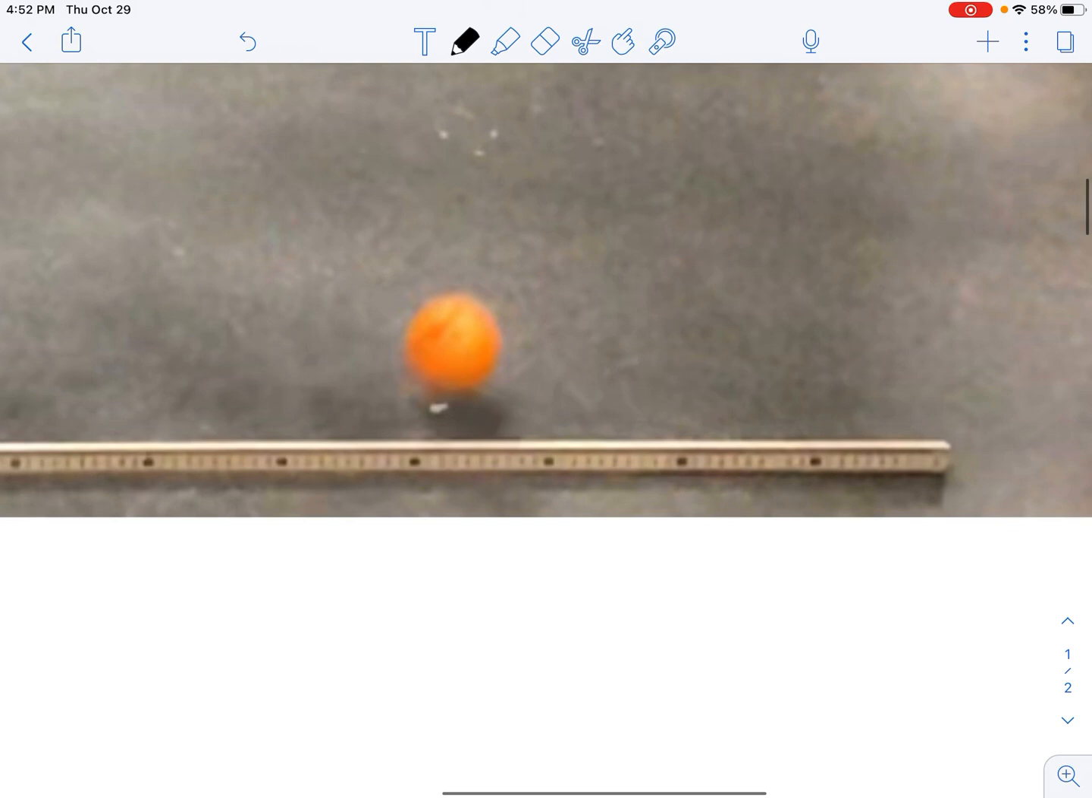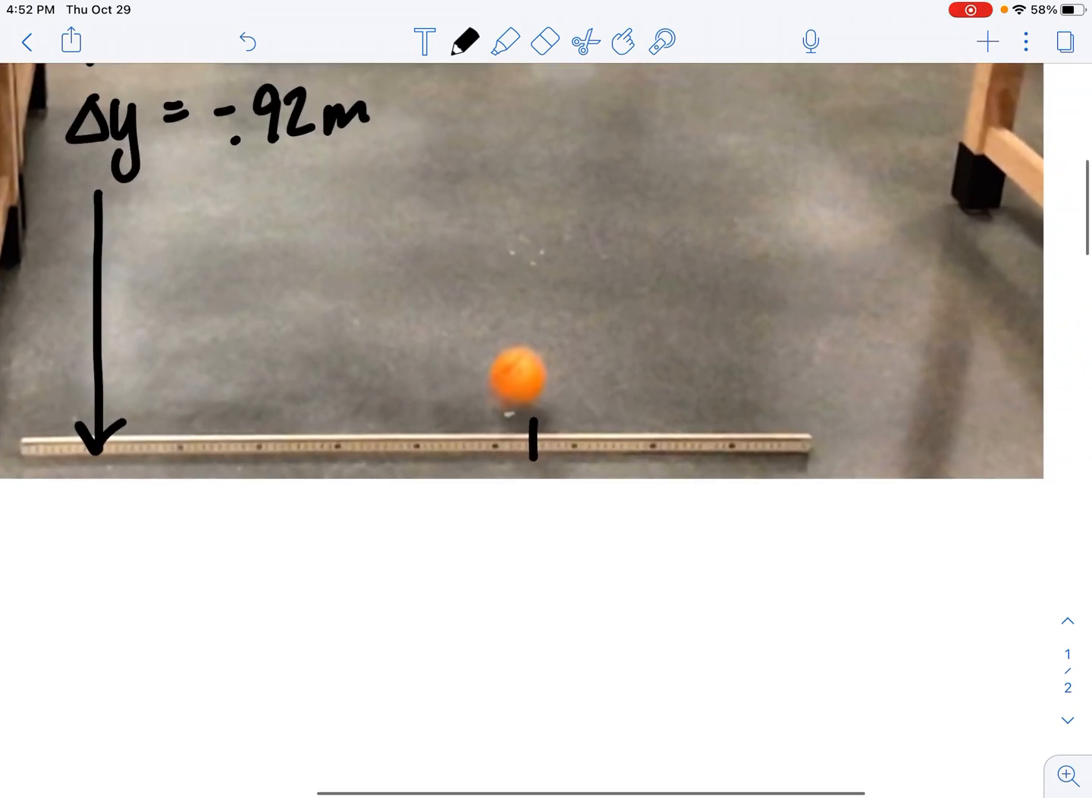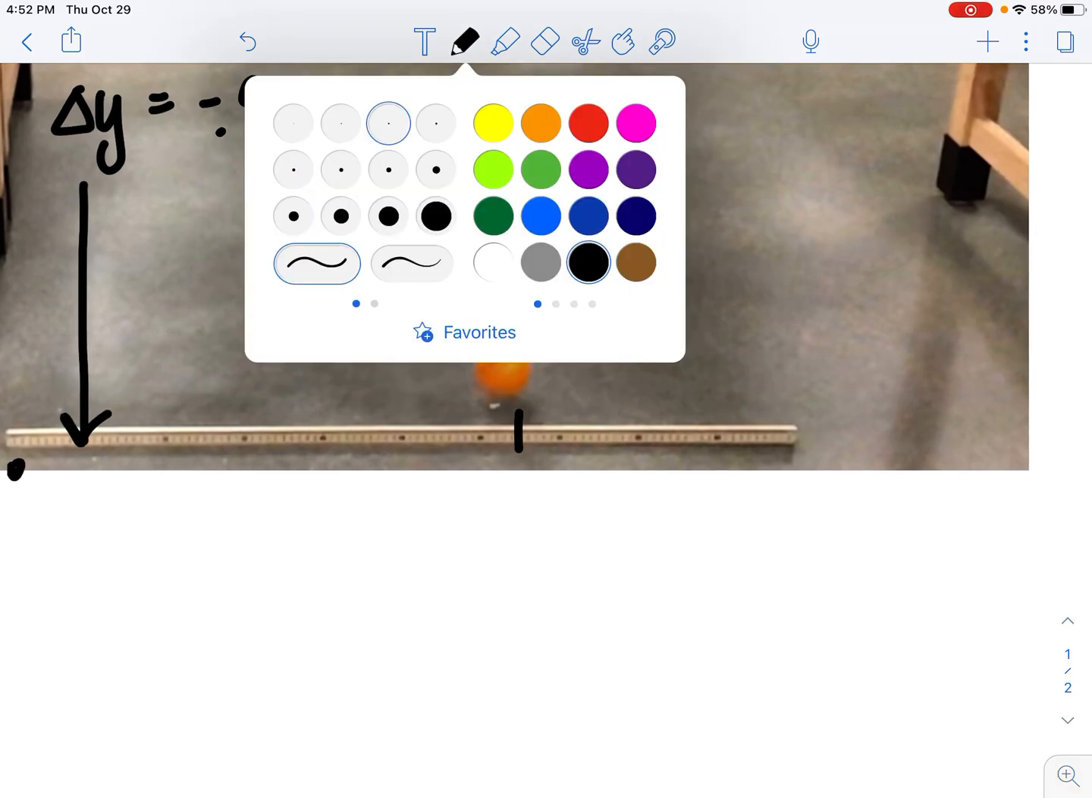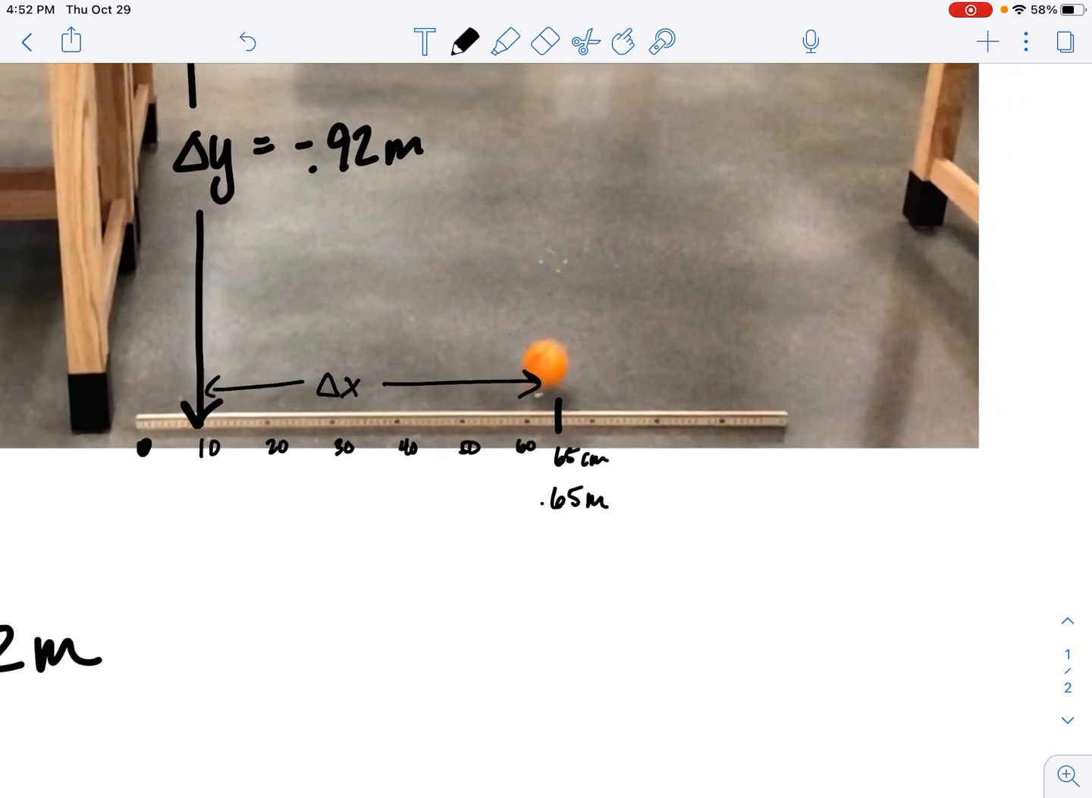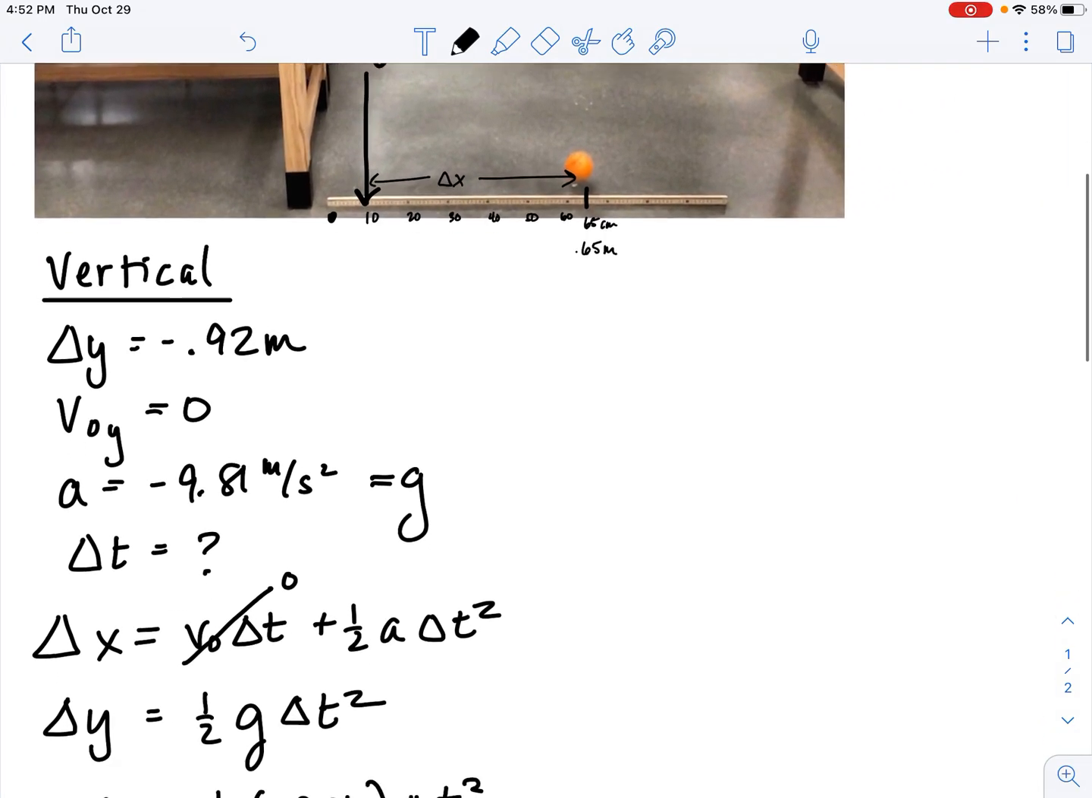Okay, what else can we figure out here? If I zoom in, the ball landed right about there. And let's see, this is 0. I better make this a little narrower. 10, 20, 30, 40, 50, 60. This is about 65 centimeters or 0.65 meters. And I'm going to call that distance my range. Delta x, it's also called delta x, the horizontal displacement.